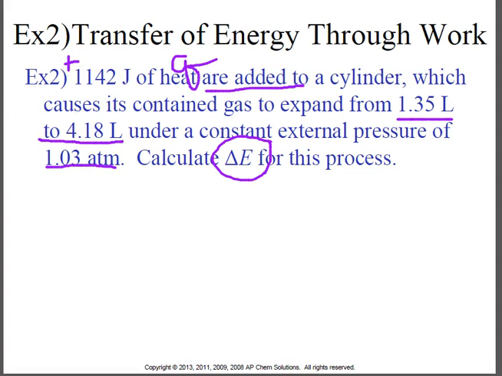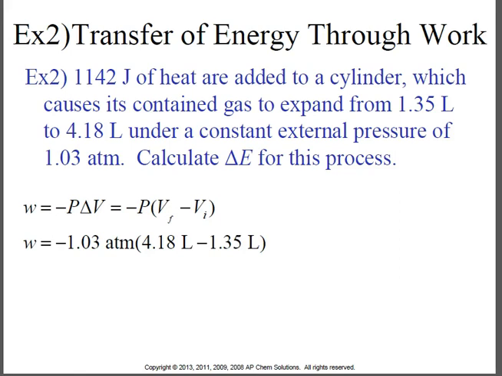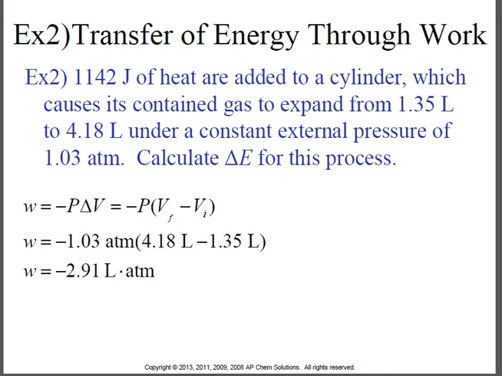So we have work first that we're going to calculate, and that's the pressure times the change in volume, and then we put the negative sign out front to make sure we get our sign correct on work. 1.03 is our pressure, and then we're multiplying that by the difference in our volumes as it expanded. So we find that 2.91 liter times atmospheres of work was done by the system. So we have a negative on our work. Now we'll need to change the work to joules to compare it to the heat so that we can add them together to find delta E.